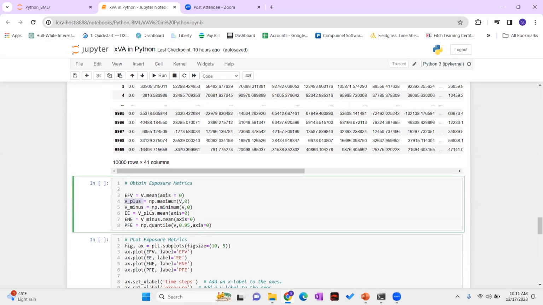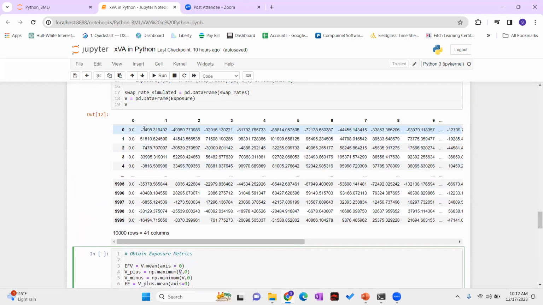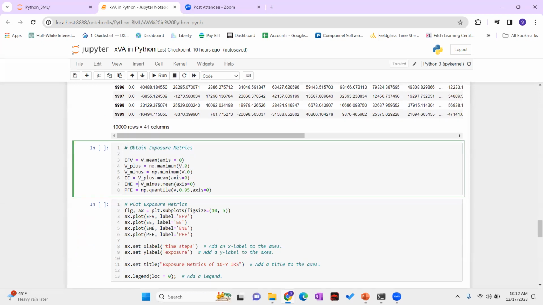Expected future value is the mean of V. V plus is the positive exposure. If somebody asks, do we ignore the negative values? No, we take V or 0, whichever is maximum. If it is negative, it will pick 0. If it is positive, it will pick V, whatever it is. Just to give an example, this value would be replaced by 0, this we will keep as is, as is, as is, this will be 0, and then take the average. That's V plus. V minus is the minimum of V and 0, right? Expected exposure is the mean of V plus. Expected negative exposure is the mean of V minus.